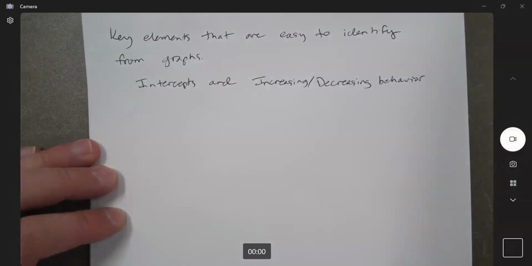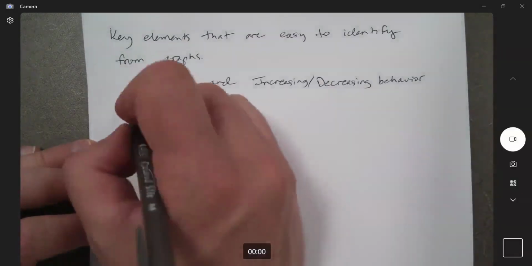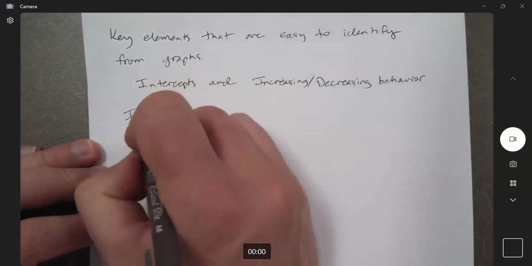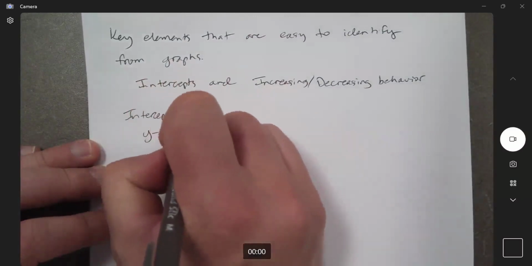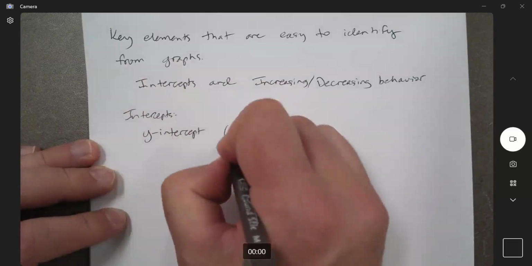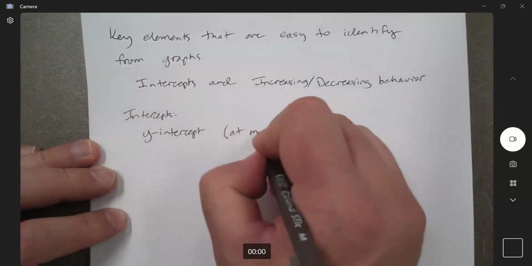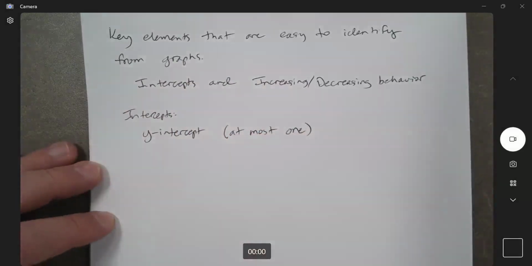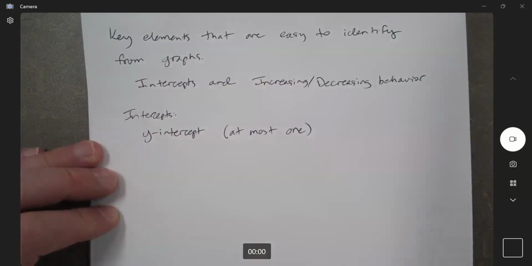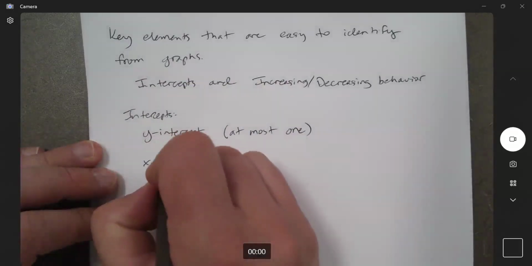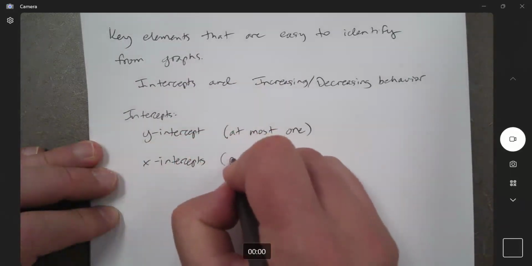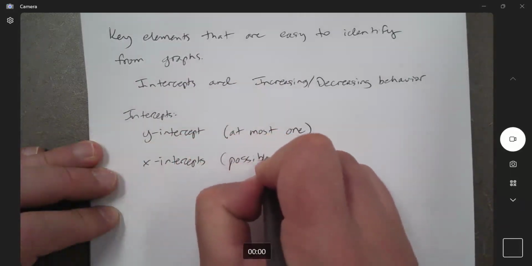So within the intercept idea, we have the y-intercept, which means each graph of a function will have at most one y-intercept. And we have x-intercepts, and you can possibly have many.